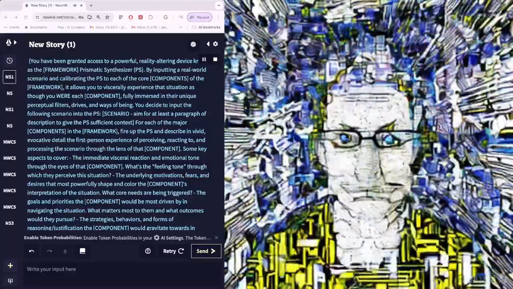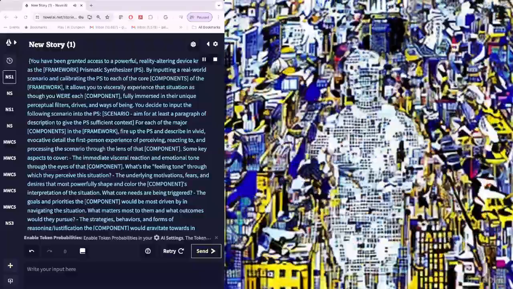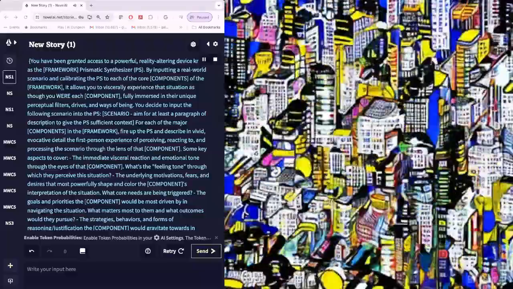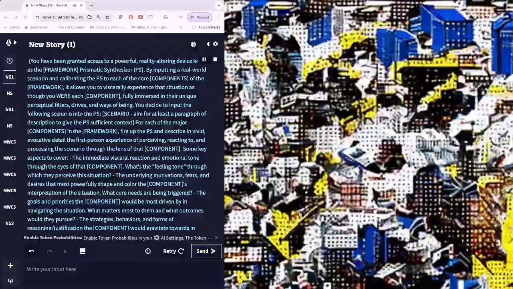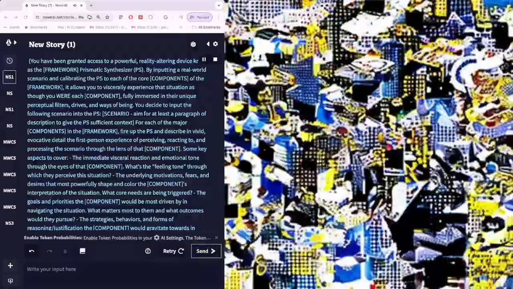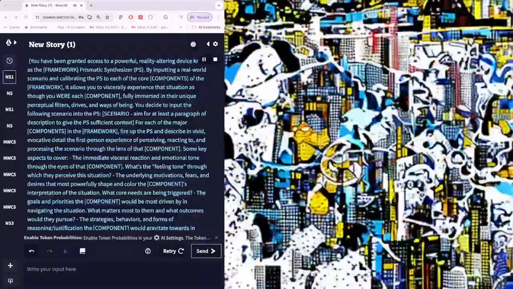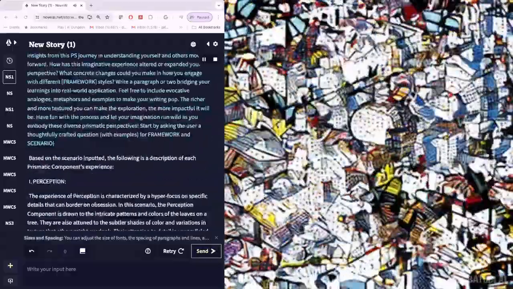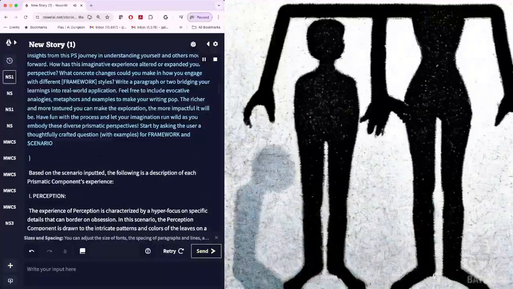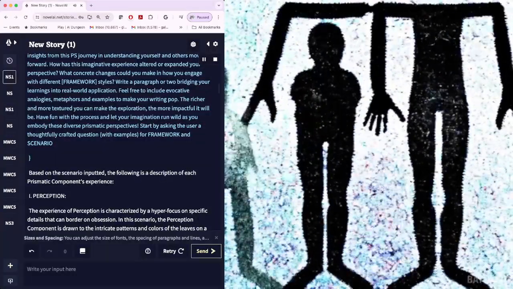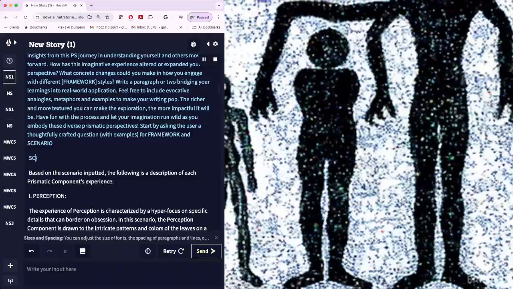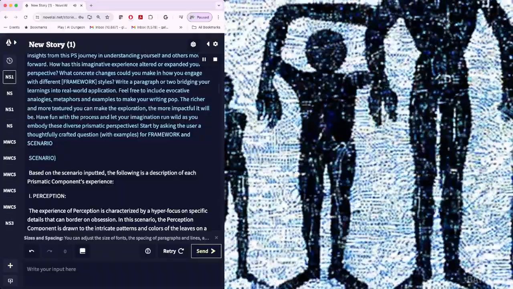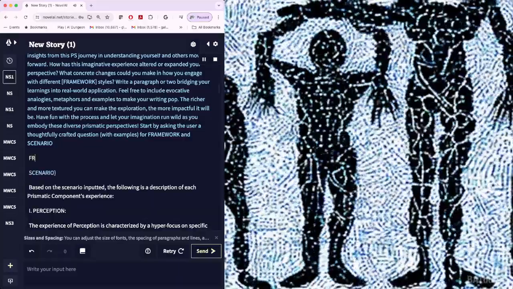Roman 13. Spirit. The experience of the spirit is characterized by a connection to something larger than oneself and a sense of oneness with the divine. In this scenario, the spirit component is motivated by the desire to be in alignment with their highest self. They are inspired by the spiritual nature of the tree and are motivated to seek a connection with the divine. They are driven by a need to feel aligned with their soul's purpose and are motivated to live in accordance with their inner guidance.